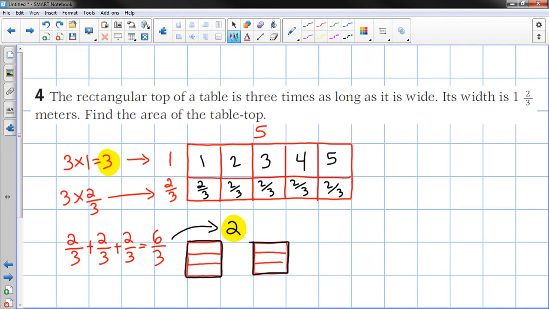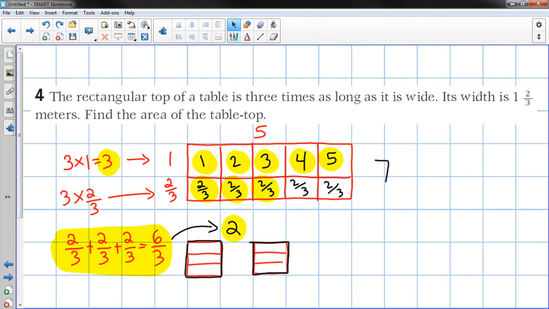Now that looks like a lot of work, but if you recall just a little bit ago, down here you just did 2/3 plus 2/3 plus 2/3 is equal to 6/3, which is 2 wholes. So we already have 5, and you could say that 2/3 plus 2/3 plus 2/3, that's equivalent to 2. So right now I have 5 plus 2. Right now I have 7. Now I just have 2/3 and 2/3 to deal with right here.